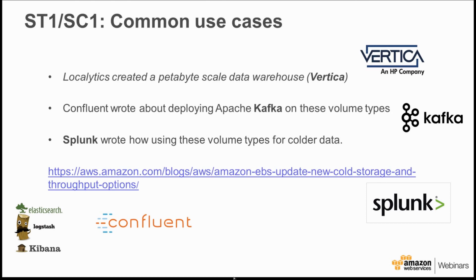A customer, Localytics, has written about using these volume types for the data warehouse Vertica. Similarly, Confluent, the company behind the creators of Apache Kafka, have discussed online how to leverage them for stream processing. Splunk, another company, has blogged about how customers use these volume types to save money for their log processing solution. We have even heard about customers using ST1 for the commit log for Cassandra workloads. For details, please see the link below. So again, you should consider ST1 and SC1 for applications requiring sequential throughput to disk.